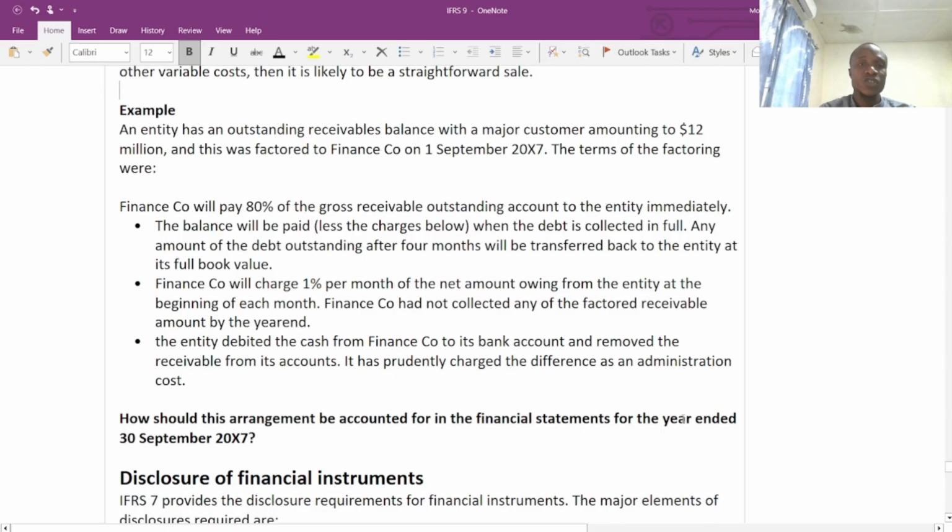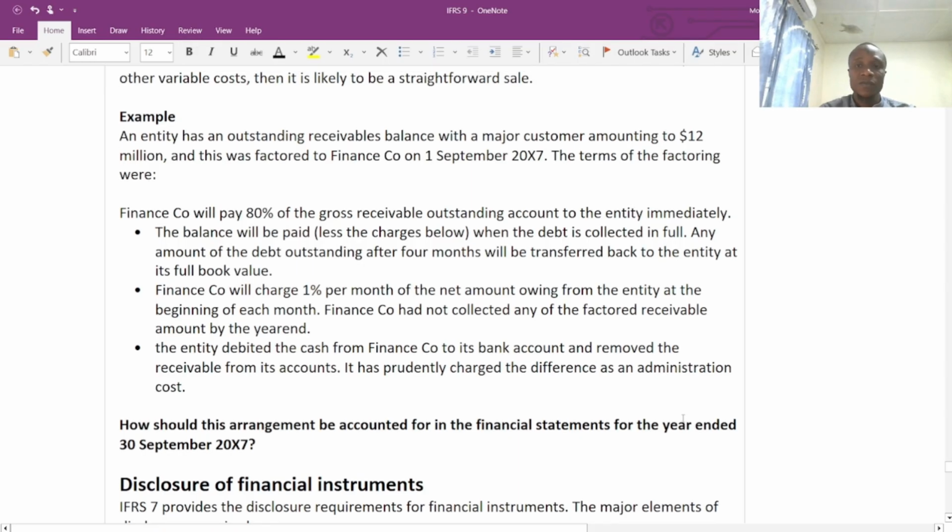But what you need to know, look at the question, very key. An entity has an outstanding receivable balance with a major customer of $12 million, and this was factored to a finance company. Who is the factor?